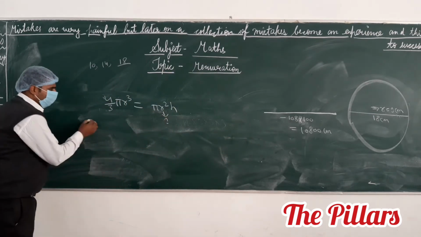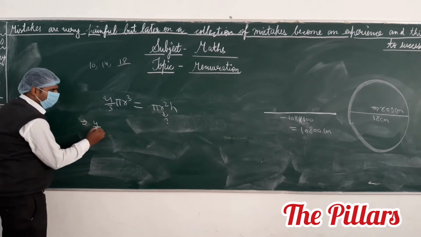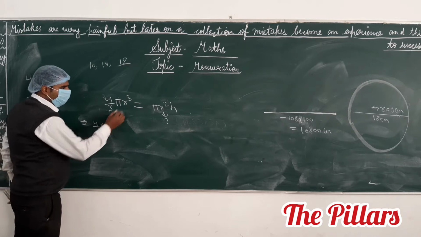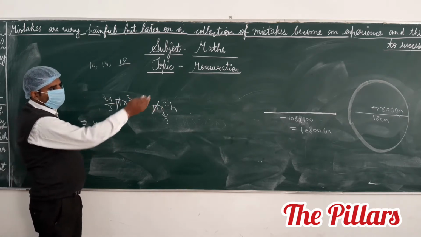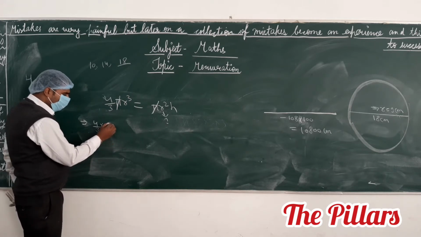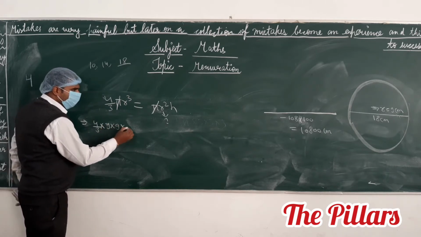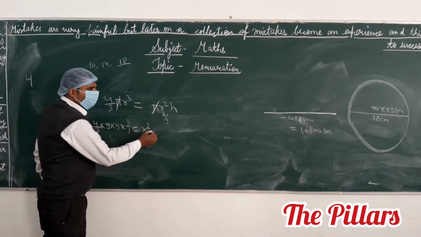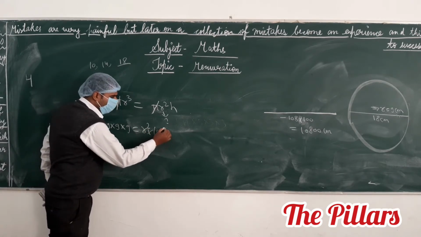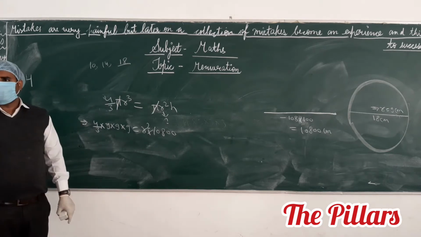You see that this implies 4 by 3. The value of pi cancels out, pi and pi cancel out. The value of r cube, where the value of r is 9 into 9 into 9 three times, equals r square h. Leave r square; the value of h is 10800. Clear? Anyone have any problem?